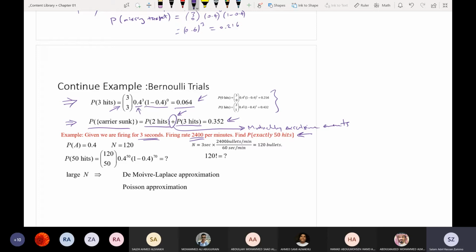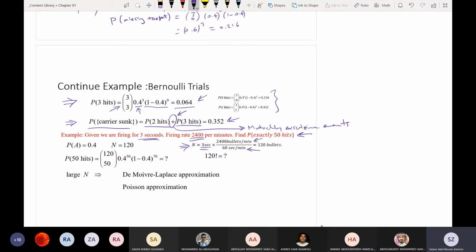check the problem again. We are firing at a rate of 2,400 per minute. So the number of times we fired equals 2,400 bullets per minute divided by how many seconds per minute we have? 60 seconds per minute. Right? And every time we fire, we continue firing for 3 seconds. Yani we fire 3 seconds and then we stop. And then we fire 3 seconds and then we stop, and so on. So it's 3 seconds. When we hit every time the 3 seconds equals how many bullets we fire?